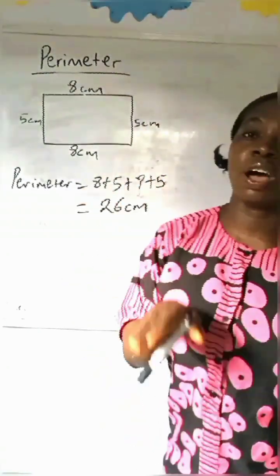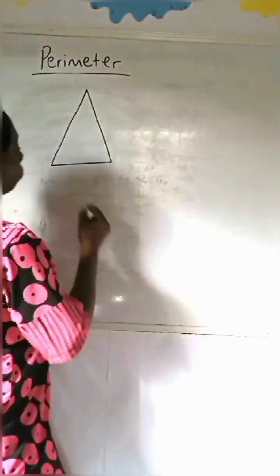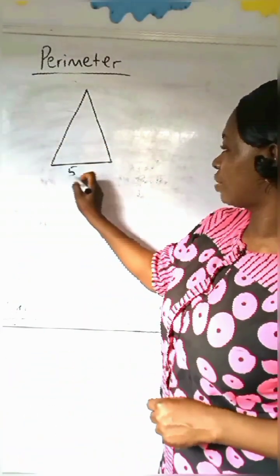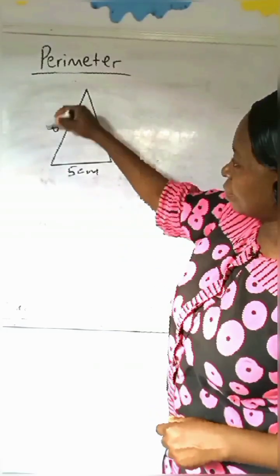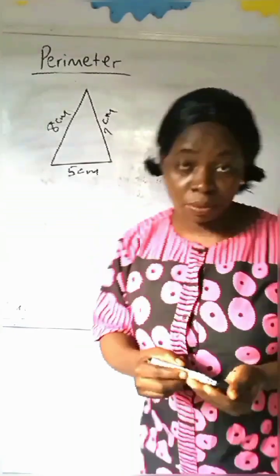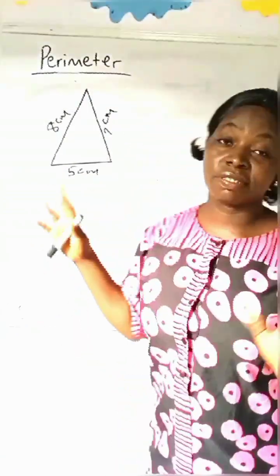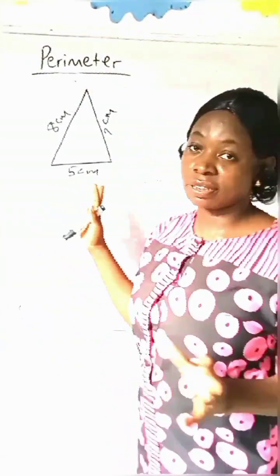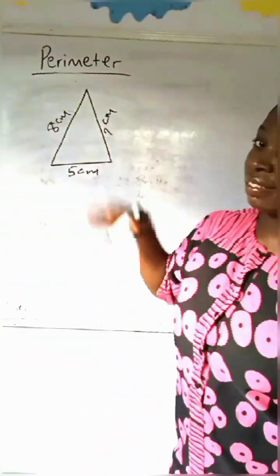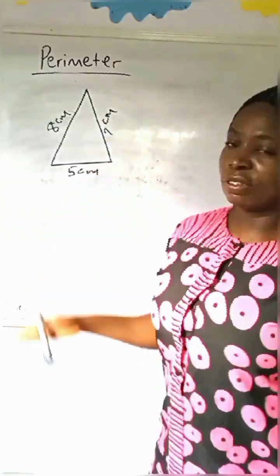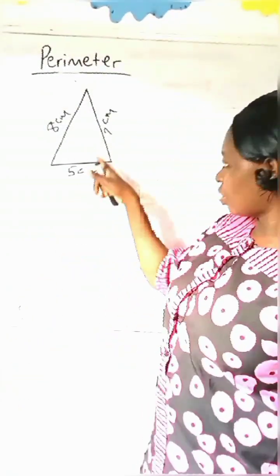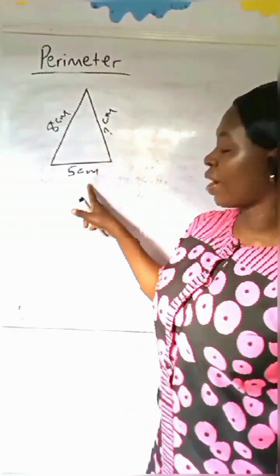Now let's look at the perimeter of a triangle. Let's look at this triangle. If this is 5 centimeter, and here 8 centimeter, and here 7 centimeter. One of the properties of a triangle is that it has 3 sides. Sometimes the 3 sides are equal. That is for an equilateral triangle. But for this triangle, the 3 sides are not equal. And to calculate the perimeter, it's very simple. You know what to do. Simply add 8 plus 7 plus 5.